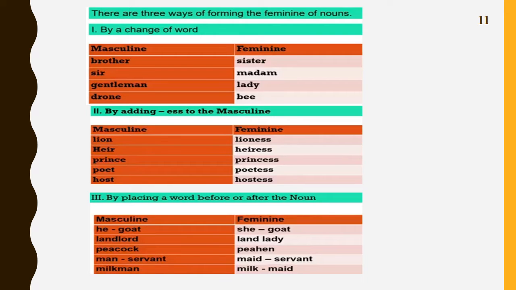Number 3, by placing a word before or after the noun: he goat, she goat; landlord, landlady; peacock, peahen; manservant, maidservant; milkman, milkmaid.